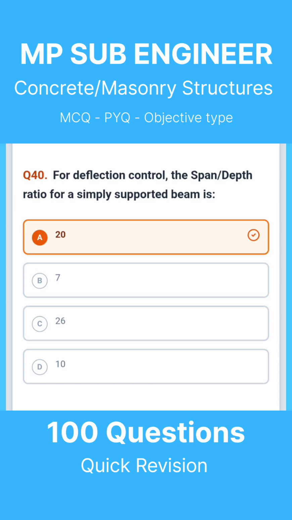Question 40. For deflection control, the span divided by depth ratio for a simply supported beam is. The correct answer is 20. Question 41. For deflection control, the span divided by depth ratio for a cantilever beam is. The correct answer is 7. Question 42. For deflection control, the span divided by depth ratio for a continuous beam is. The correct answer is 26.